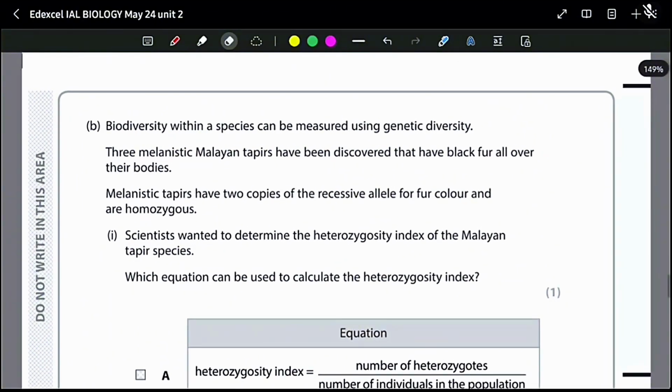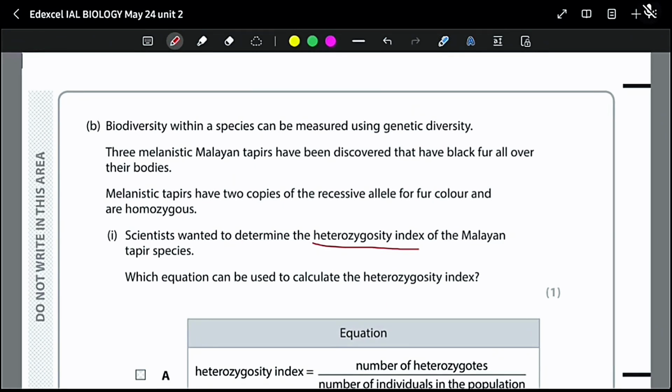B. Biodiversity within a species can be measured using genetic diversity. Three melanistic Malayan tapirs have been discovered that have black fur all over their bodies. Melanistic tapirs have two copies of the recessive allele for fur color and are homozygous. So scientists wanted to determine the heterozygosity index of the Malayan tapir species.